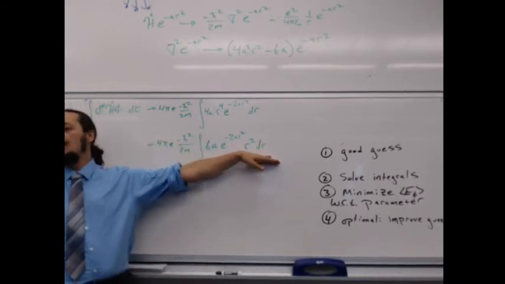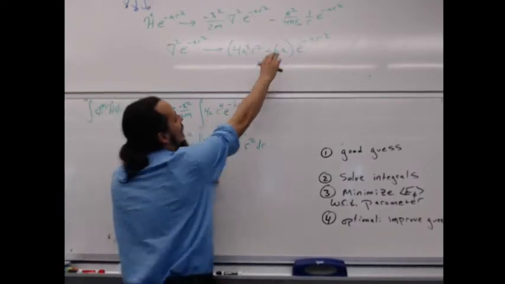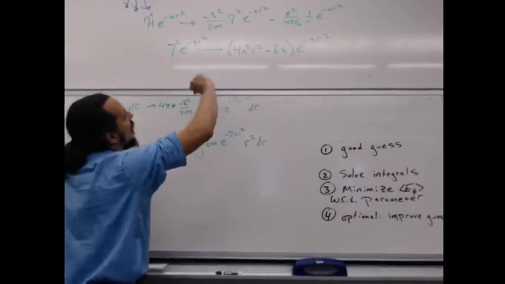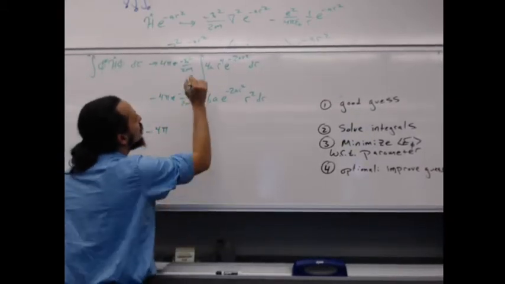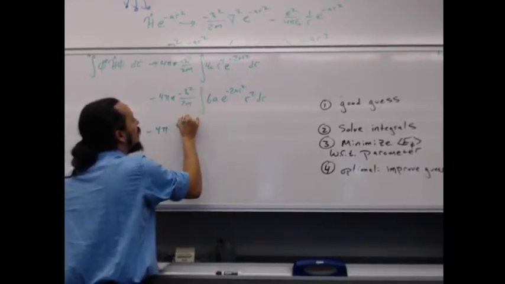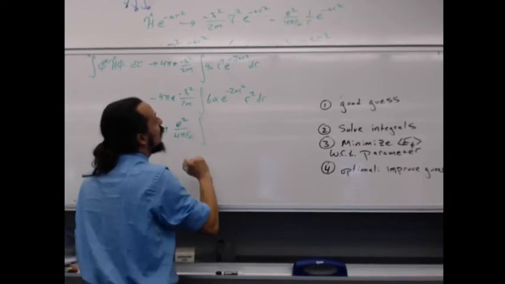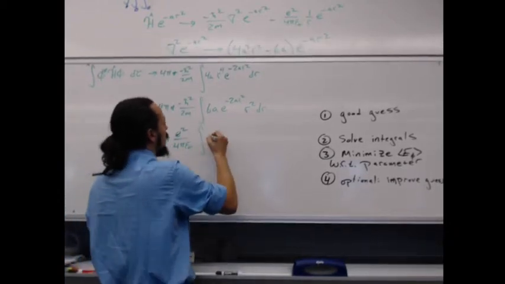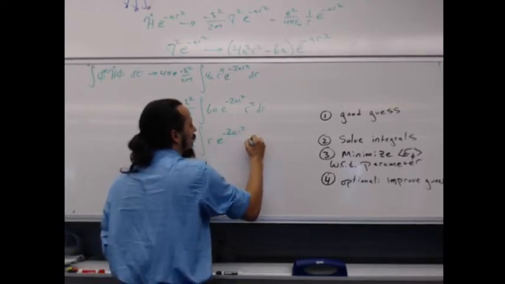Again, that's from the volume element during the triple integral. So that's that term. And then I'm also going to have a minus 4 pi e squared over 4 pi epsilon naught integral r e to the minus 2ar squared dr.